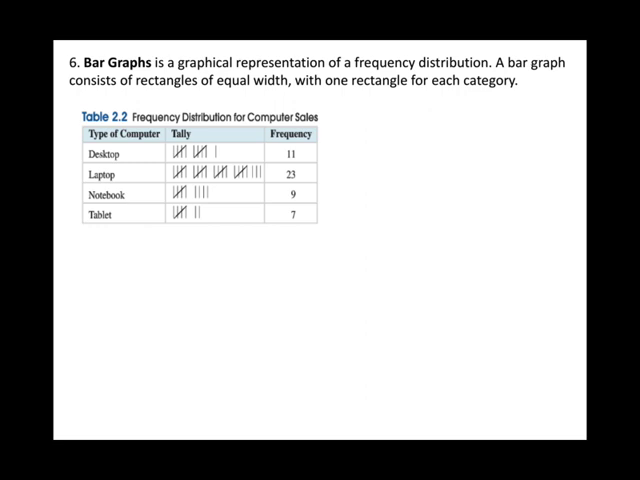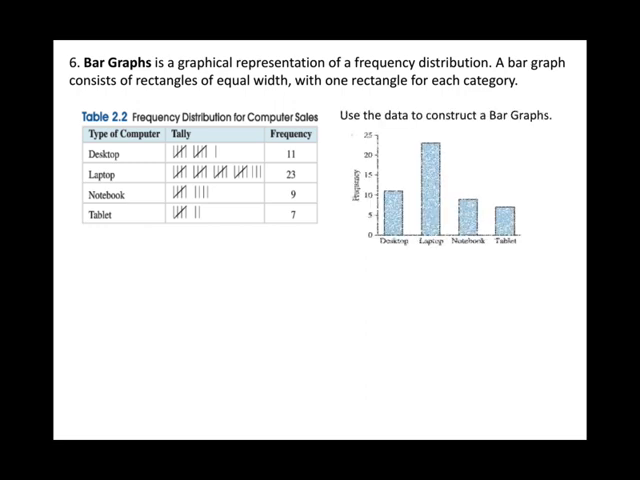Okay, check your work. So this is the bar graph here. Okay, I have a question. This graph looks like a histogram too. What is the difference between the bar graph and histogram?